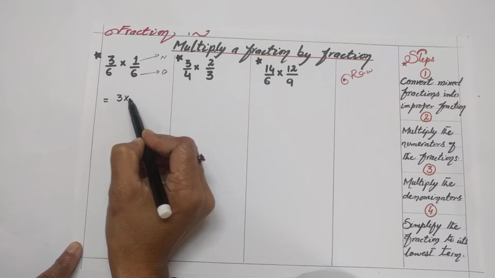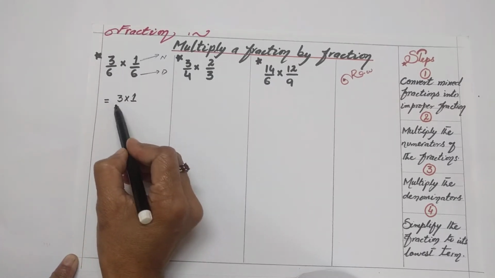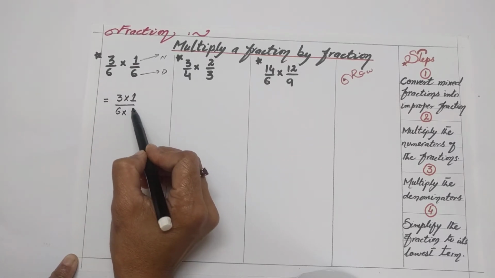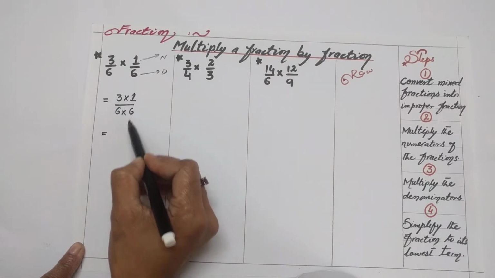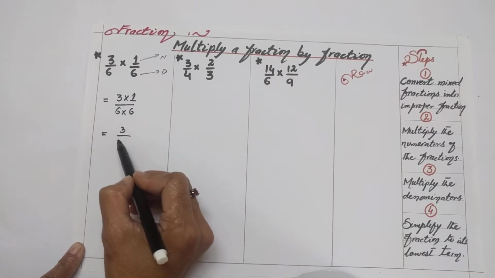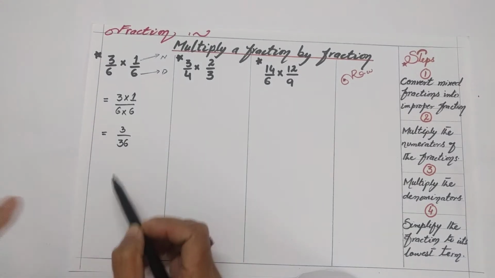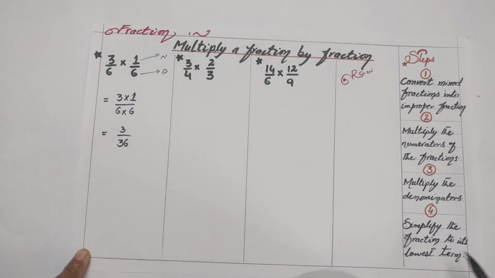Second step is multiply the numerator by the numerator: 3 multiplied by 1. Multiply the denominator by the denominator: 6 multiplied by 6. 3 ones are 3, 6 sixes are 36. So after multiplication, the last step is simplify the fraction to its lowest term.